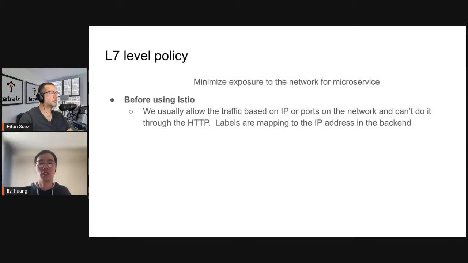The next one is layer 7 level policies. For a lot of microservices applications, when you start to have more microservices, you're actually exposing your API on the network. Before using Istio, if you are using the native Kubernetes network policy, you can limit it, only exposing to certain IPs, certain ports, or using some labels. However, in the backend, it's still the IP address or the port number.